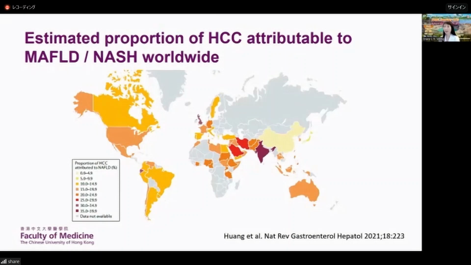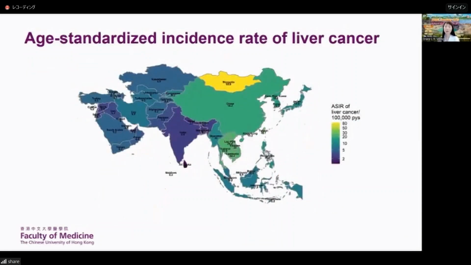In the past, we believed that it was a small proportion, like less than 10%. But in recent years, we can see that in quite many regions in Asia Pacific, the proportion of HCC attributable to MAFLD and NASH is more than 10% or even 20% of the cases. In Hong Kong, in fact, we are also seeing more and more such cases, roughly around 20%.